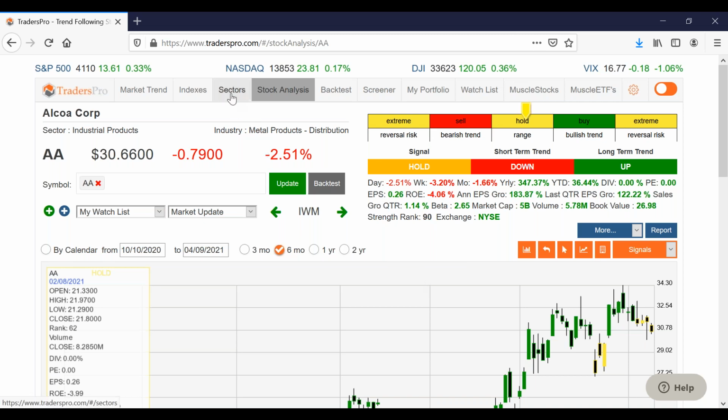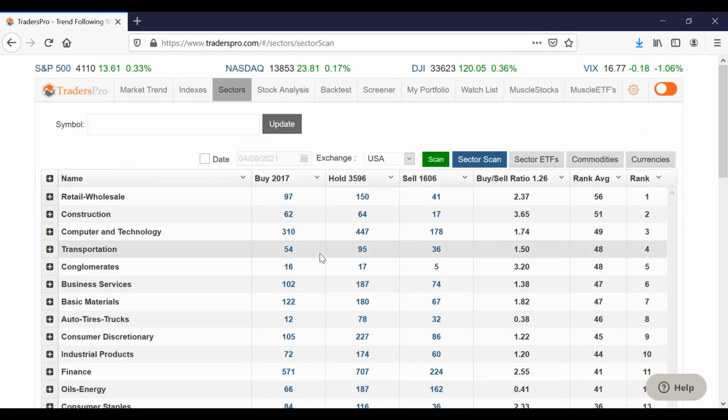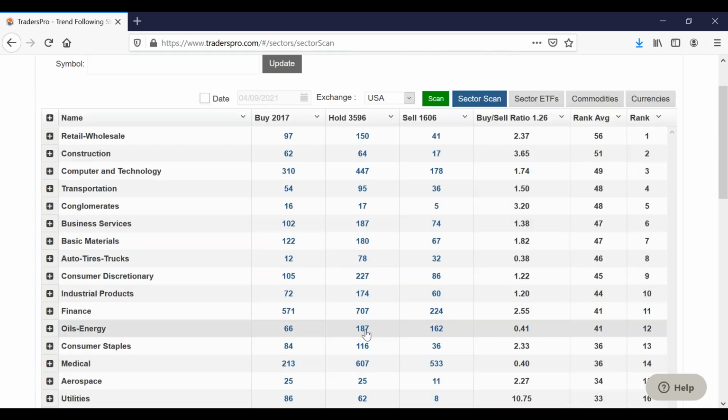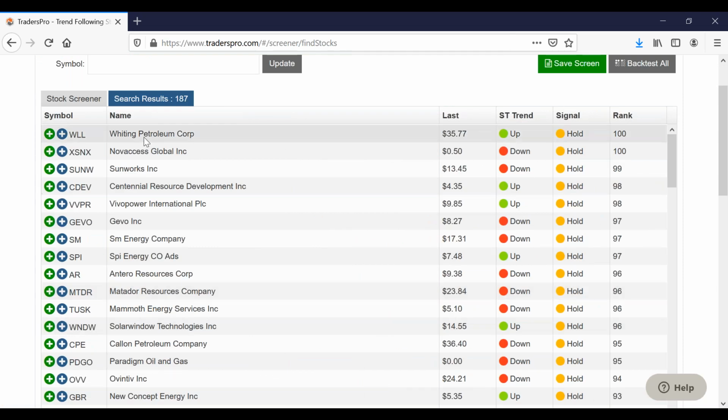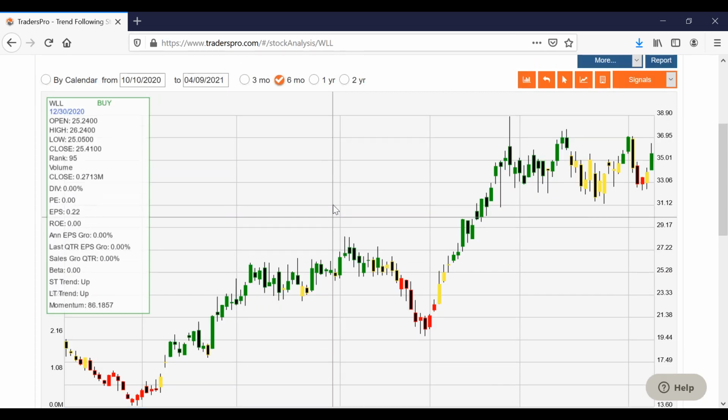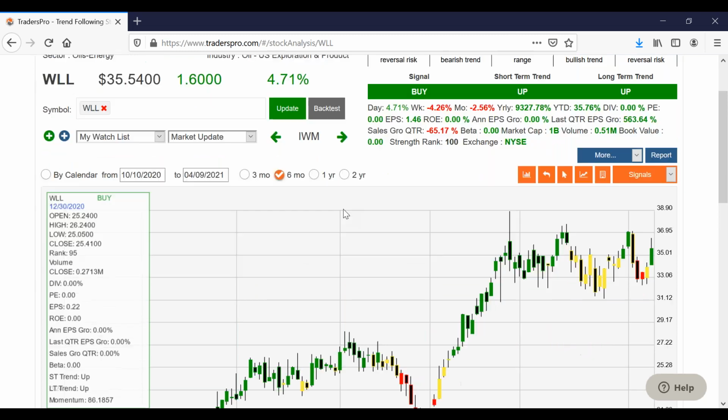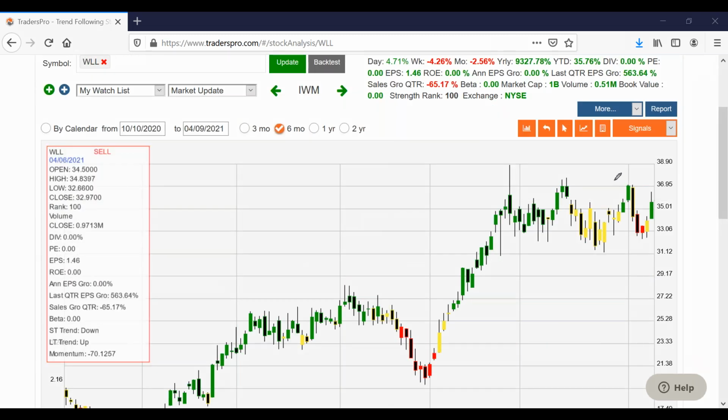Let's do one more here. Again, there's just not a lot that I really like. So I know this is a stock specific class, but I don't want to encourage too much buying in these conditions right now. But oils and energy down here, right at the very top is a 100 strength rank. This Whiting Petroleum Corp, WLL is the ticker symbol. Oh, it looks like it's gone to a buy signal today.